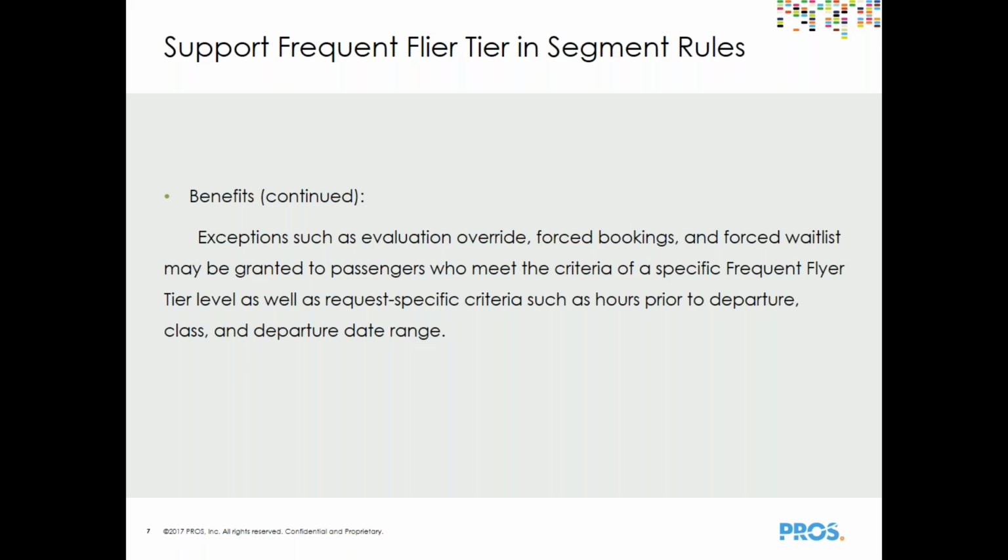The user can also expand on this criteria and add things such as departure date range, specific class, or even the hours prior to departure. Now, these frequent flyer rules can be created through the Segment Rule Strategies UI, or they can be loaded directly into RTDP through the Segment Rule REST service for those of you who don't use the UI.